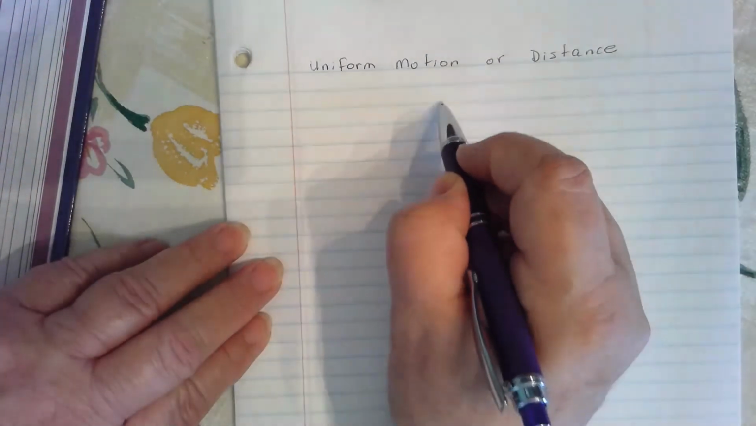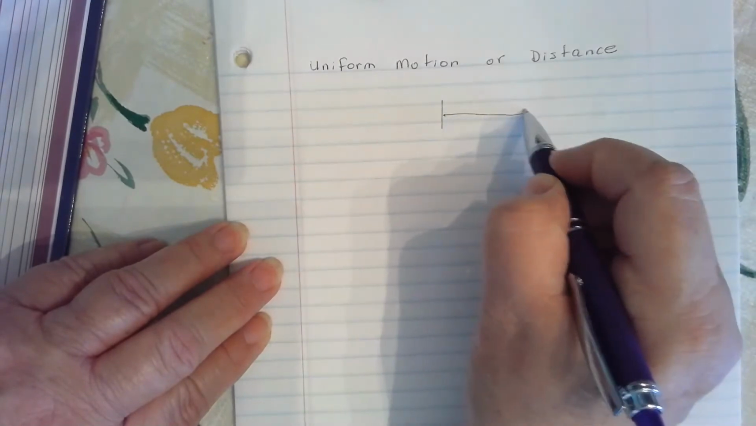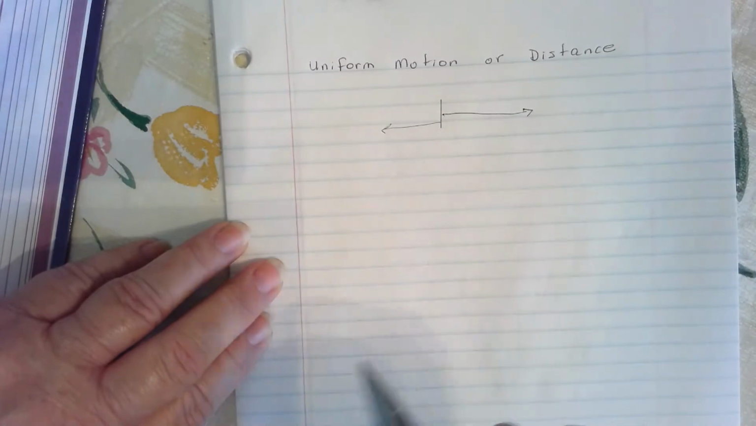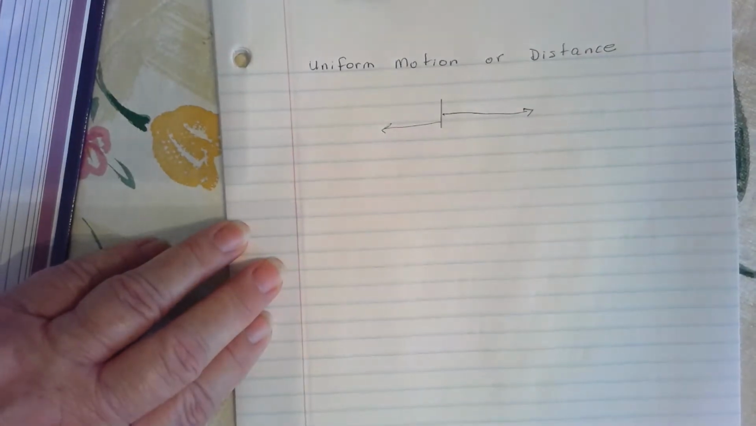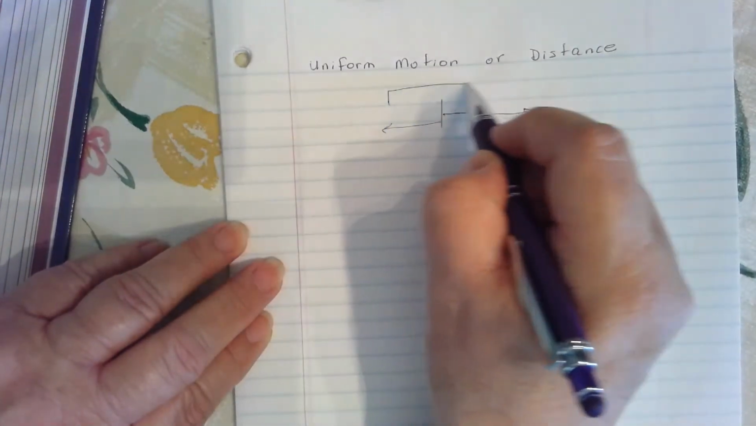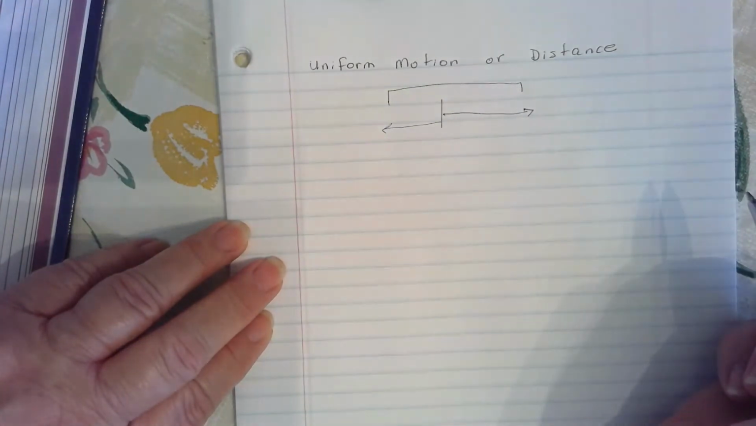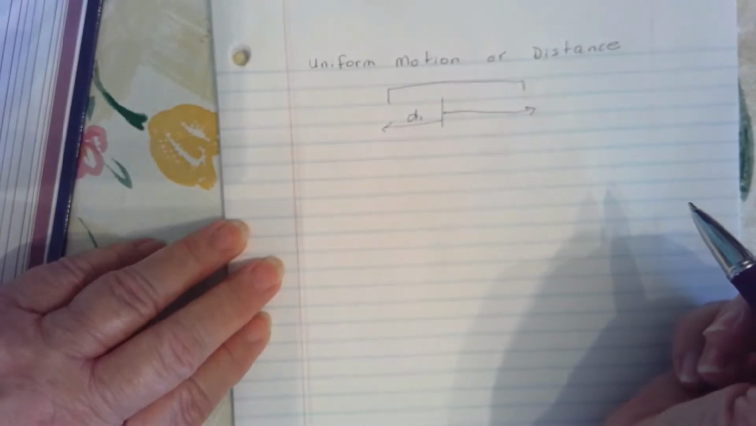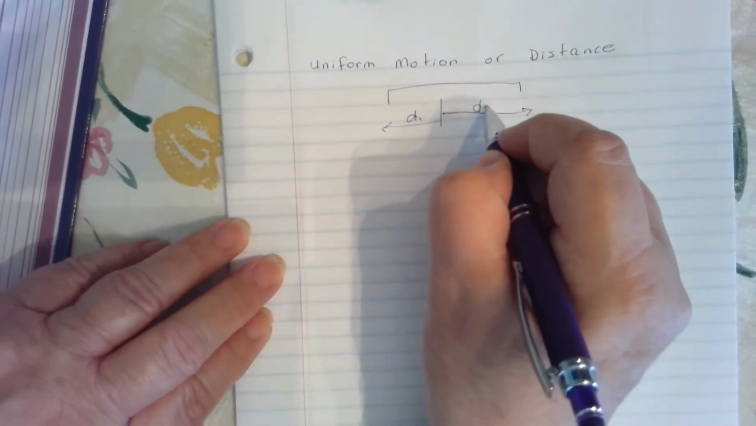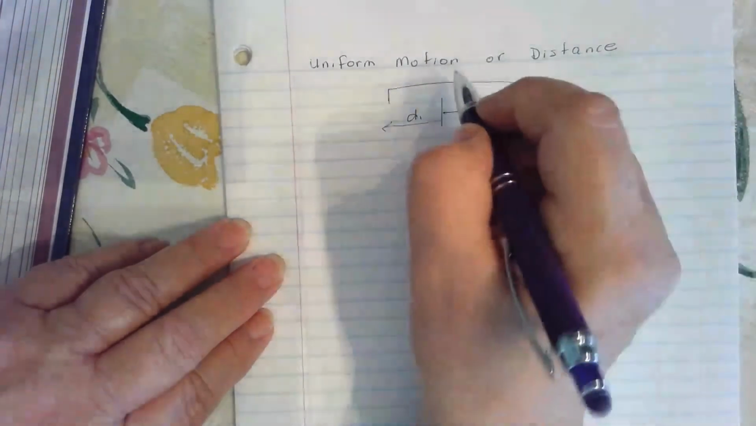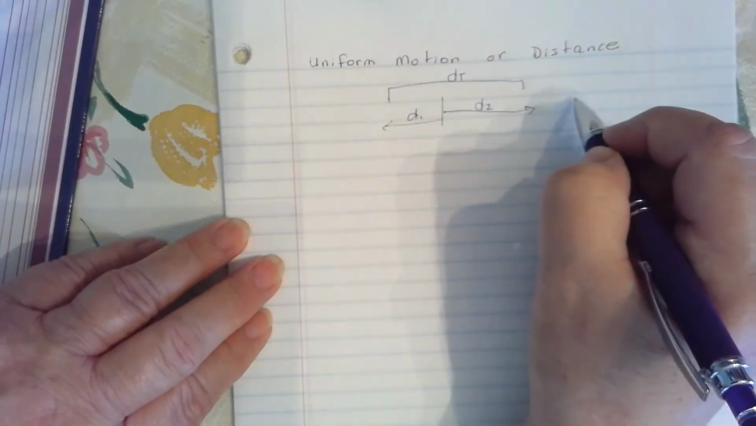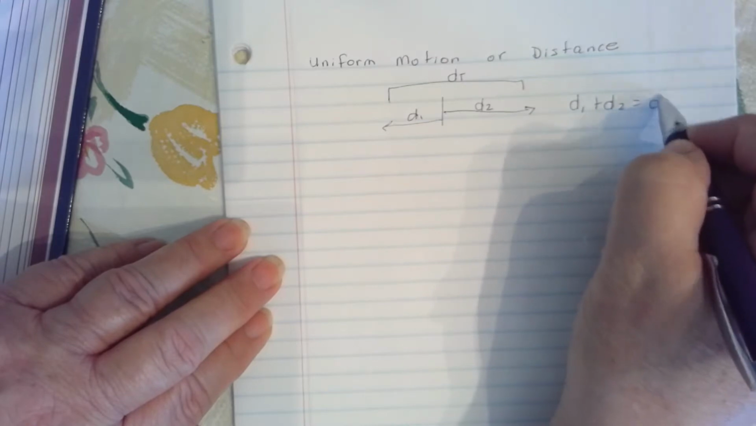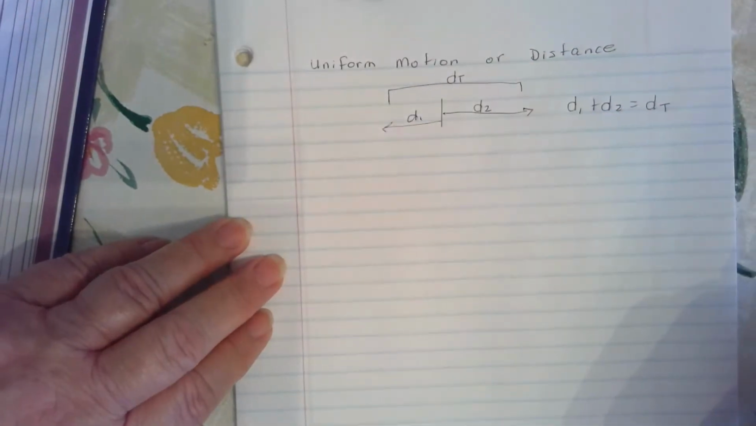One is you have two objects, planes, cars, trains, whatever, that are leaving from the same point going in opposite directions. And your equation is made talking about the total distance. In that case, the distance that the first one travels plus the distance that the second one travels is equal to the total distance. So distance of 1 plus distance of 2 is equal to the total distance.